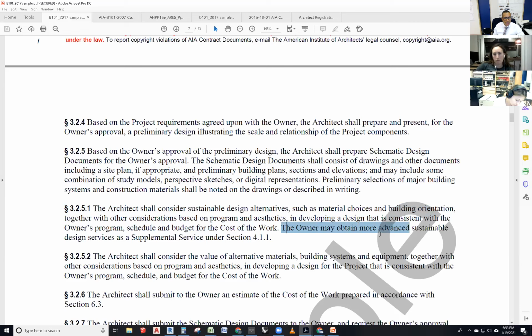The owner may obtain more advanced sustainable design services as a supplementary service. Let's say we're not a super sophisticated net zero homemaking company, and there's this other consulting company that does all of that stuff. Well, they can hire them as an additional service, or they can hire us as an additional service also. We might have a niche on that and we do some of those things, but we're not providing it for this project, so that we can tell them how much it's gonna be, and we may be able to do it.